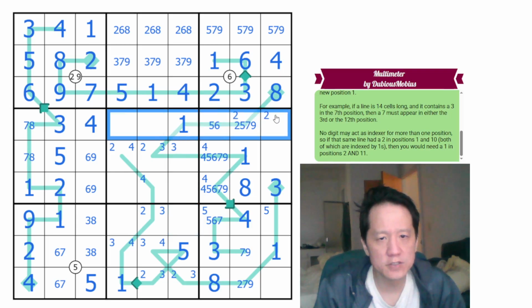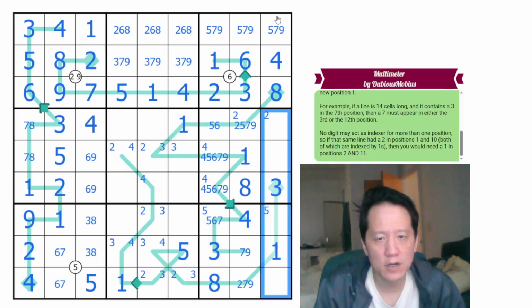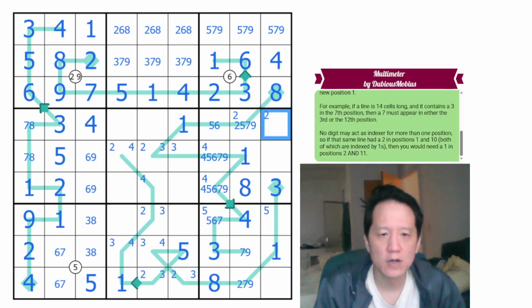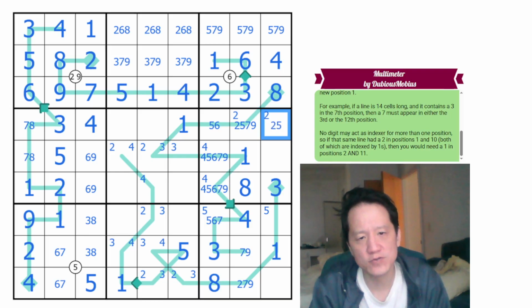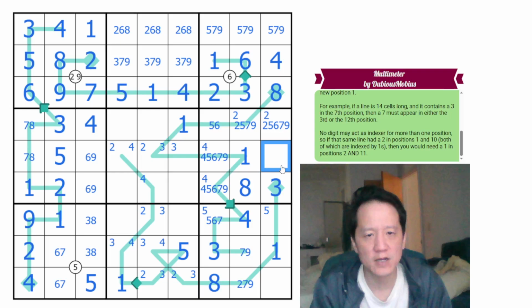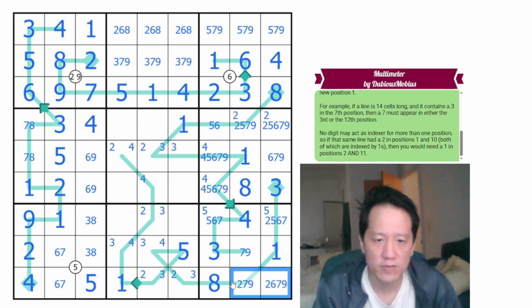Remaining digits in column 9 are 2, 5, 6, 7, 9. So this could be 2, 5, 6, 7, 9. This cannot be 2 or 5, so it's 6, 7, or 9. This could be 2, 5, 6, 7, no 9. And this could be 2, 5, 6, 7, 9, no 5 though.